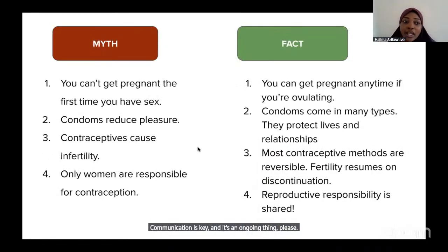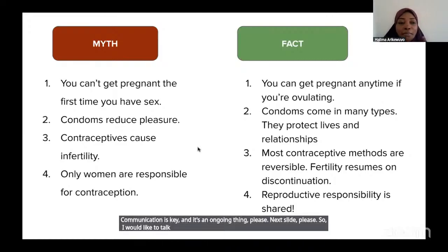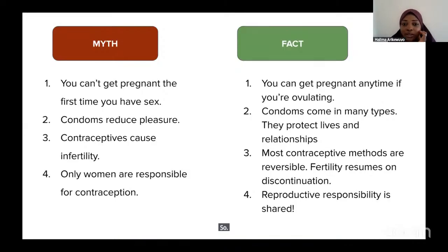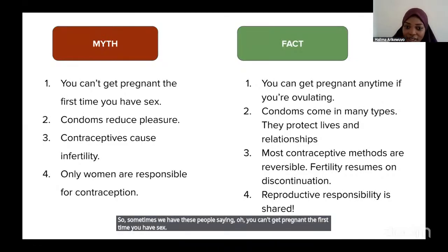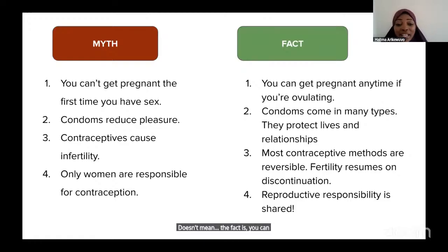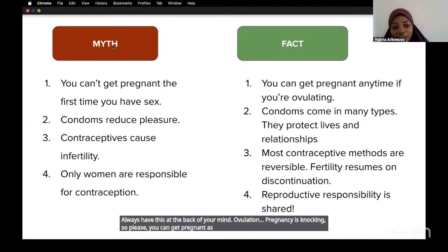Next slide, please. So I would like to talk about these myths and facts about sexual and reproductive health. Sometimes we have people saying, oh, you can't get pregnant the first time you have sex. That's a myth. The fact is you can actually get pregnant anytime you are ovulating. So please always have this at the back of your mind. Ovulation, pregnancy is knocking. You can get pregnant as far as you are ovulating.